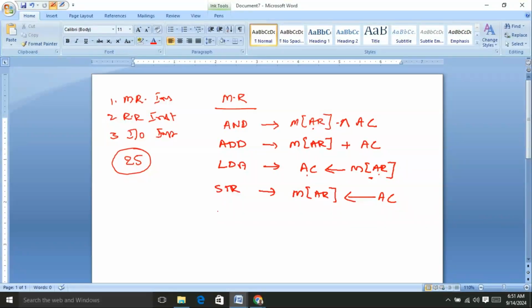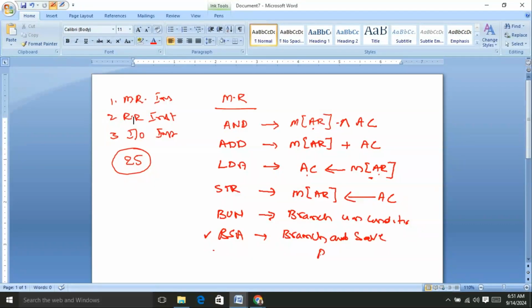The next one is BUN, branch unconditionally, right? Branch unconditionally, that means transfer the control unconditionally. BSA, branch and save return address. Before transferring the control, save the return address. Remember this one carefully. I will explain its importance later. Branch and save return address.